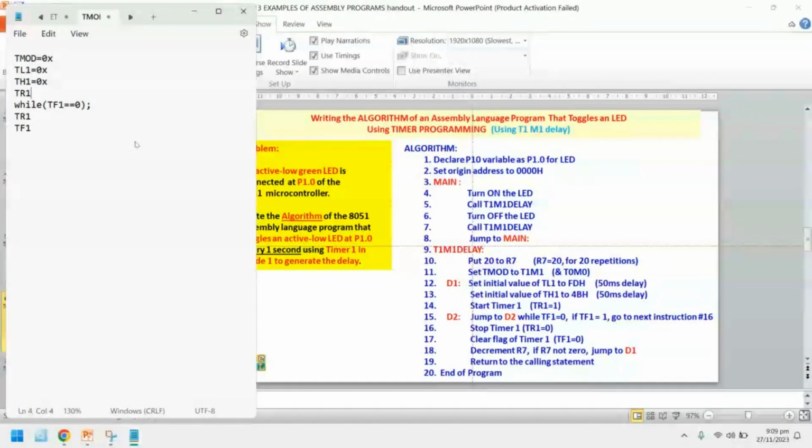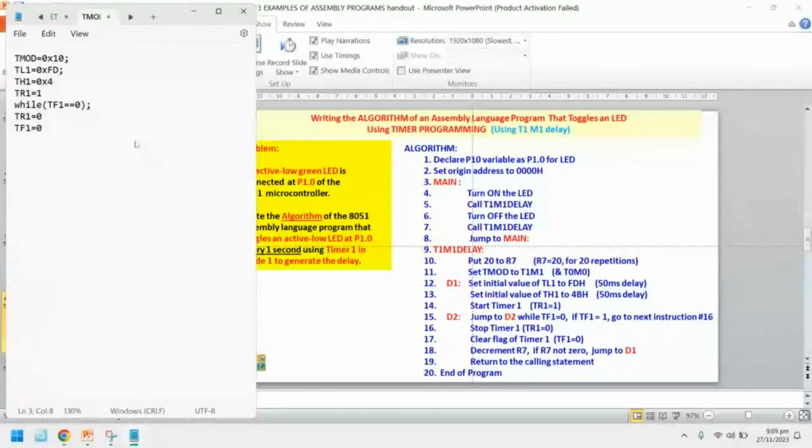This is equal to 0x. This is equal to 1. What's this? Equal to 0. This is equal to 0. And then if you want timer 1, mode 1, 1 0. And then here we put FD. We don't put H, huh? And then we put here 4B.